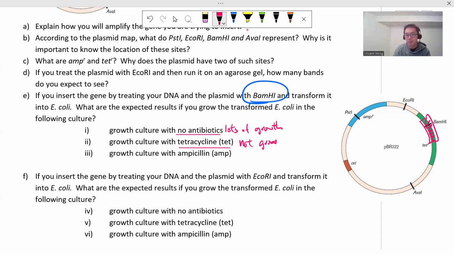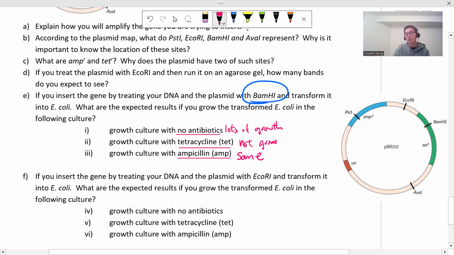Because the gene is breaking the tetracycline resistance, right? The gene that you inserted disrupted the tetracycline resistant gene. So it doesn't matter if they have the plasmid, it will not protect them. What about with ampicillin? Do you think they will grow, not grow, some growth? Some, that's right. Very good. Because the ampicillin gene is not disrupted, right? You understand that? So it's not too difficult, I hope. Just go through it again if you need to, and then you should be okay.